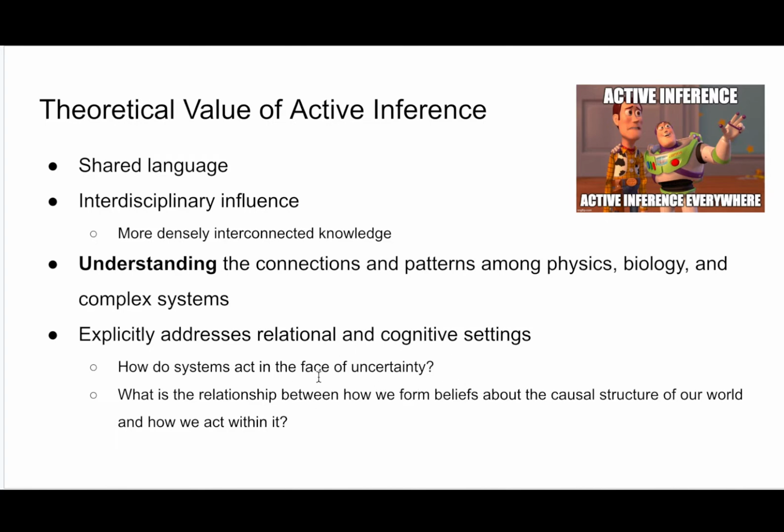How does the message passing between these two entities work when an entity at one level is the formational block of this higher level entity, which itself can be modeled as a singular thing? And also, what is the relationship between how we form beliefs about the causal structure of our world and how we act within it, which follows from some of the questions I just mentioned.